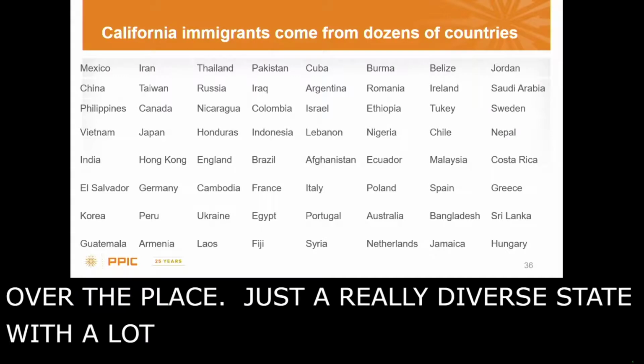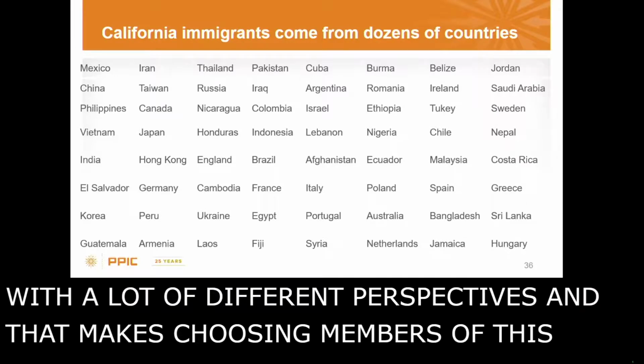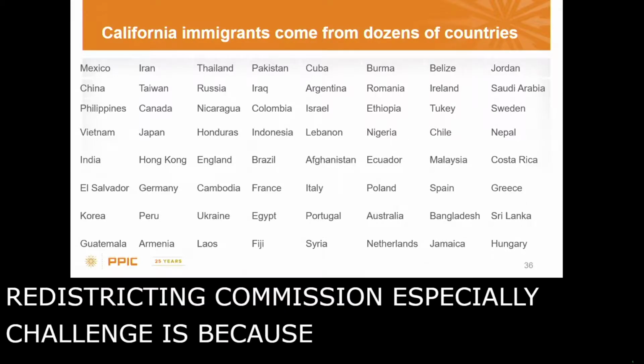And that makes choosing members of this redistricting commission especially challenging, because it's hard to find 14 people that will represent that level of diversity.